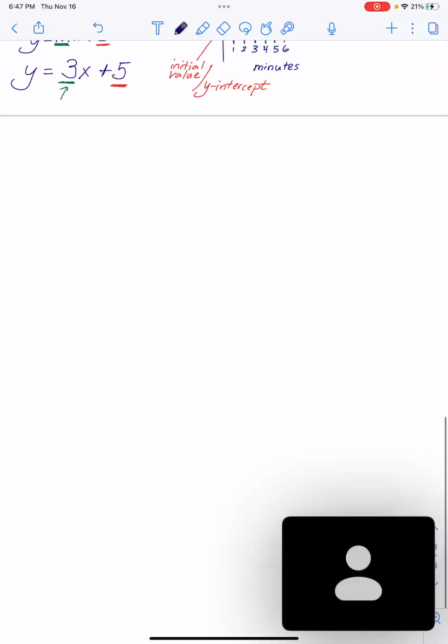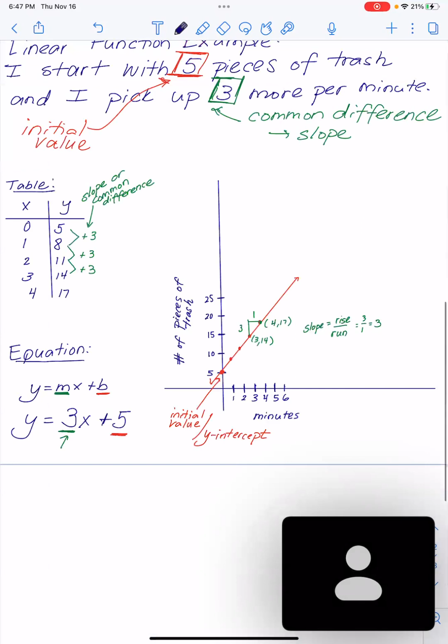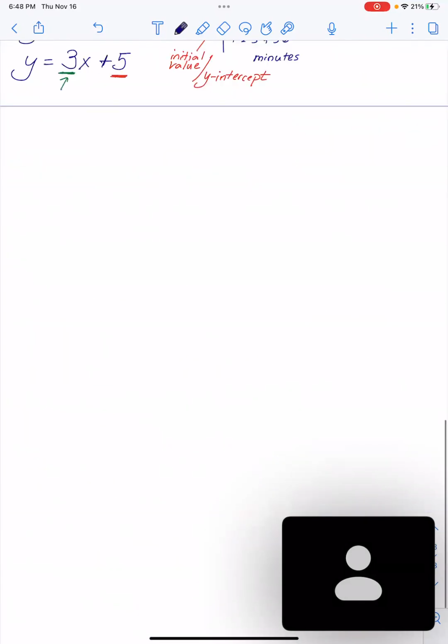Okay, let's pick up where we left off. So we talked about discrete versus continuous functions, talked about linear functions, and now I want to make sure we address the other thing that we touched on this unit, which is exponential functions.